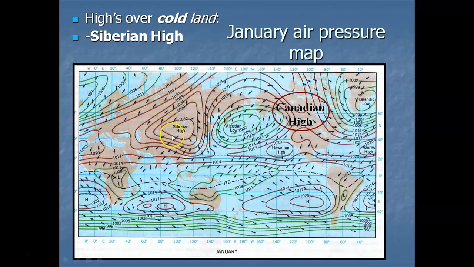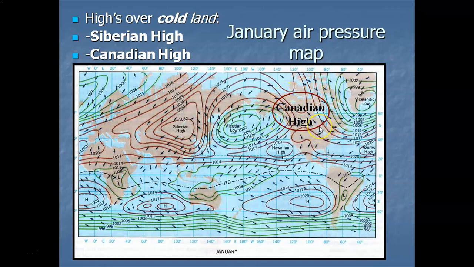So every wintertime, we see the development of a very intense high pressure system really dominating Asia, and it's called the Siberian High because it's centered over Siberia. Now, over North America, it's not as well visualized on this one map, but over Canada, Canada gets very, very cold in wintertime and sets up a high pressure system that we call the Canadian High.